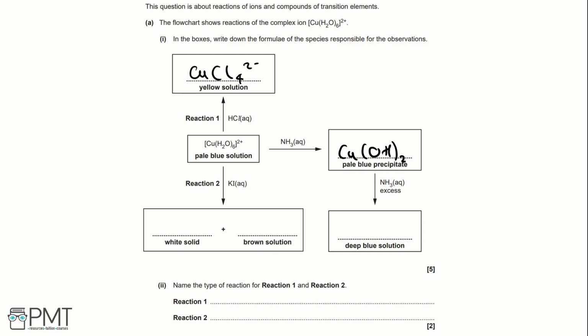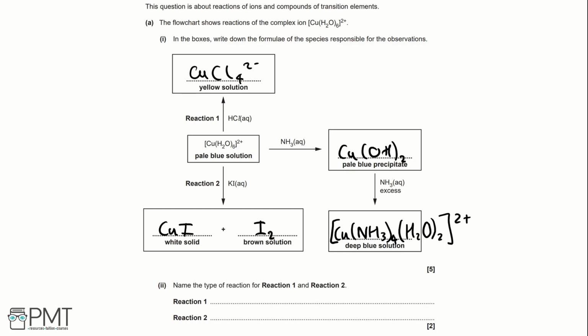The deep blue solution would be [Cu(NH3)4(H2O)2]2+. So square brackets are used because it's got a charge of 2+. And then the white solid is CuI, and the brown solution would be I2.